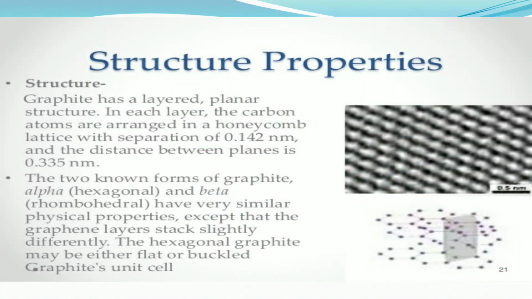Next, the two known forms of graphite are alpha graphite and beta graphite. The alpha graphite always has a hexagonal structure, and the beta graphite has the rhombohedral structure. They have similar physical properties, except that the graphite layers stack slightly differently. Here the hexagonal graphite may be either flat or buckled. Okay, unit cell.